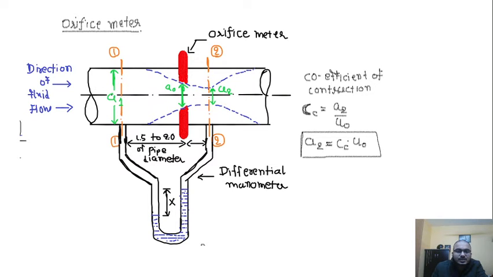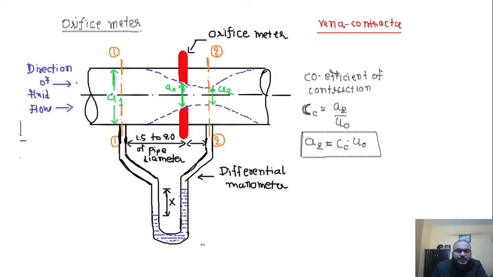So here this area where the fluid flow area is minimum is known as vena contracta. Okay, so this is known as vena contracta, the minimum area.